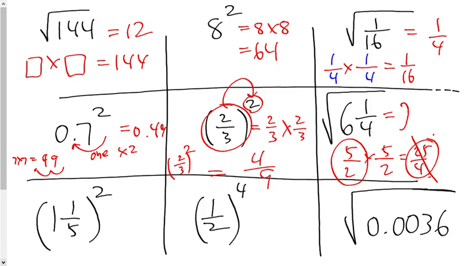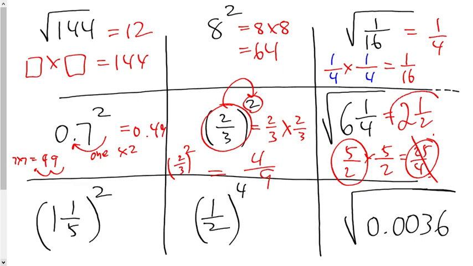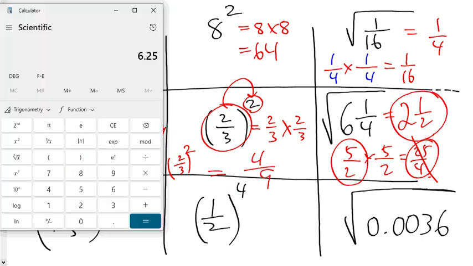2.5. Okay. How can I check my answer? With a calculator. Change 6 1/4 to a decimal. What's 6 1/4 as a decimal? 6.25. The square root of that should be what number? 2.5, right? Let's see. Are we ready? Square root. Oh, it is 2.5. Hallelujah.